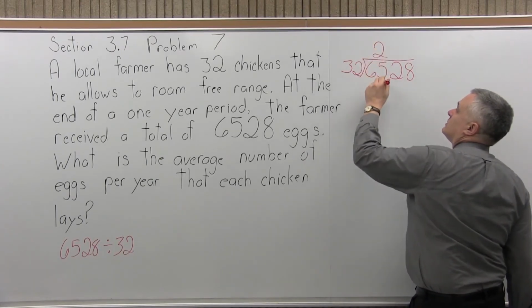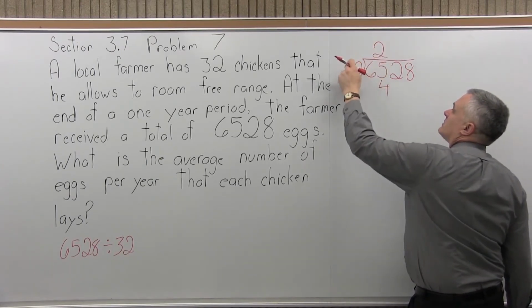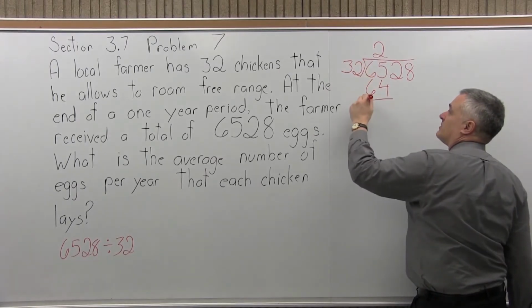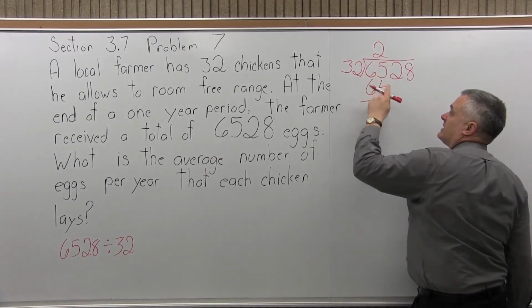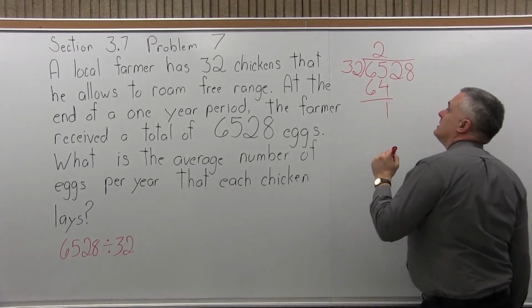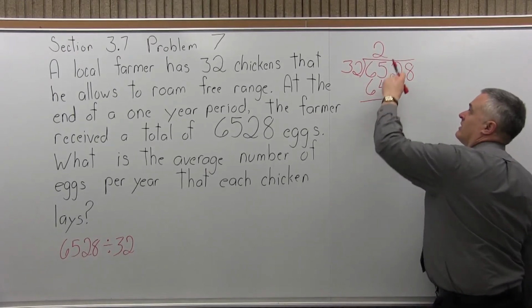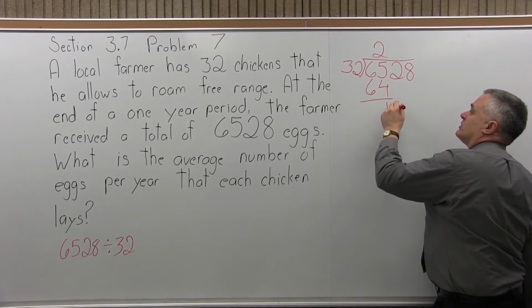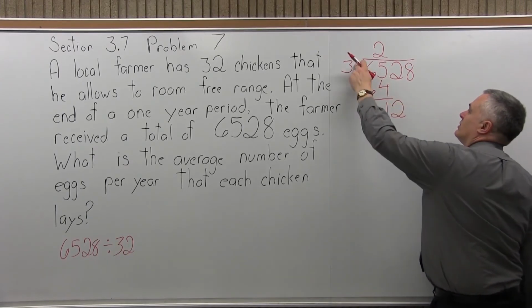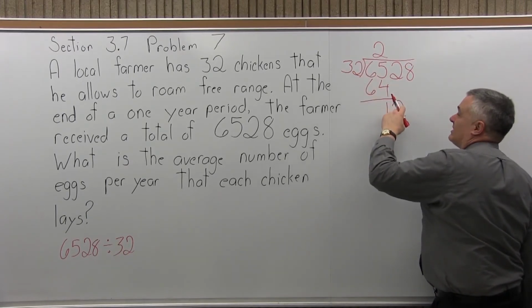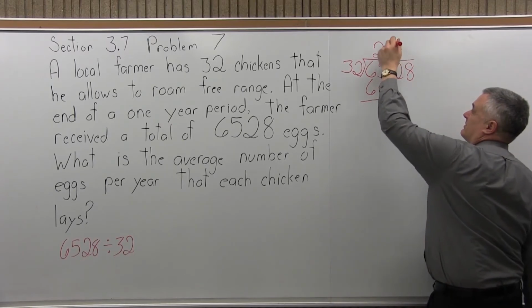2 times 2 is 4. 2 times 3 is 6. So 64. Almost fit perfect. 65 minus 64 is 1. So that's what I get. Bring down the next digit over, which is a 2. 32 divides into 12. Well, 12 is not big enough, so we're going to put in a 0.